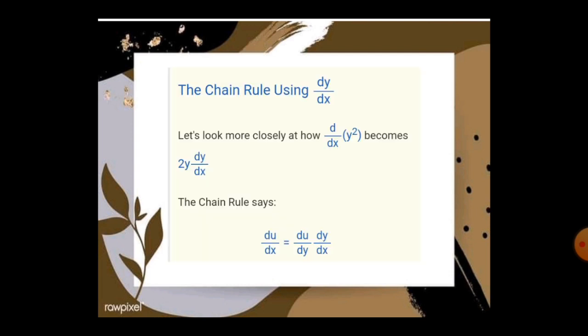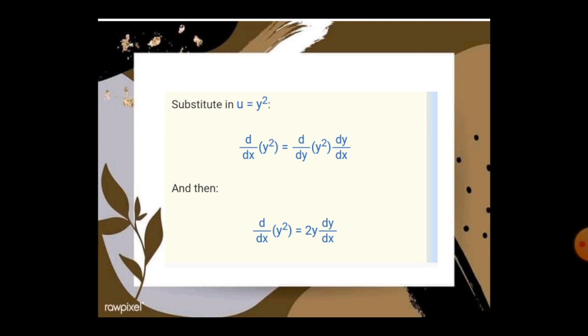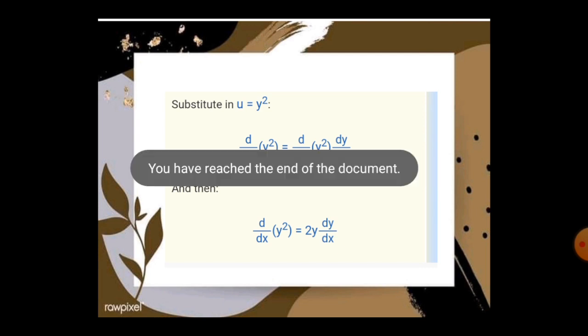Now, the chain rule using dy over dx. Let's look more closely at how d over dx of the quantity y squared becomes 2y dy over dx. The chain rule says that d over dx is equal to d over dy times dy over dx. So the substitution is u equals y squared. So d over dx of the quantity y squared is equal to d over dy of the quantity y squared times dy over dx, and so d over dx of y squared is equal to 2y dy over dx. So that's all.